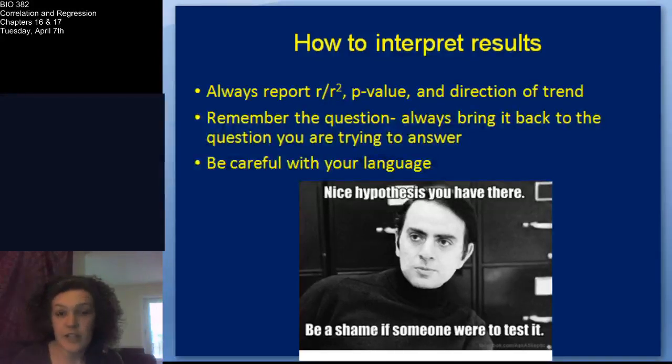All right, and remember, this is true not just for linear regression and correlation. This is true for your test you're going to take this week. This is true for any statistical analysis you're going to run. It always comes back to what is your question? What is the research question? Always bring it back to what was the question we were trying to answer, and then frame it in that context, okay? And be careful with your language.